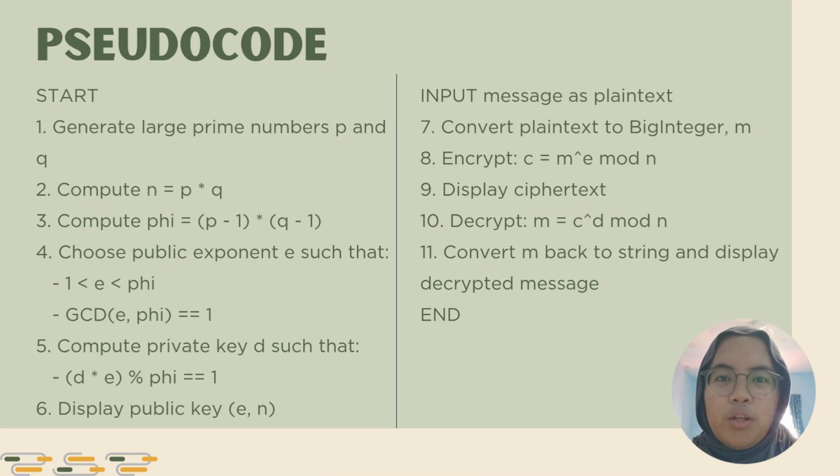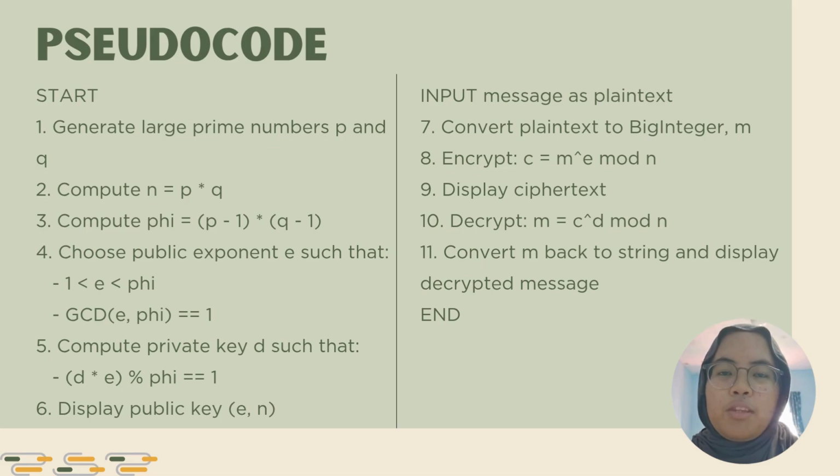With e chosen, we then compute the private key d. This is the modular inverse of e mod phi, meaning d multiplied by e mod phi should equal 1. We now have our key pairs. The public key consists of e and n.